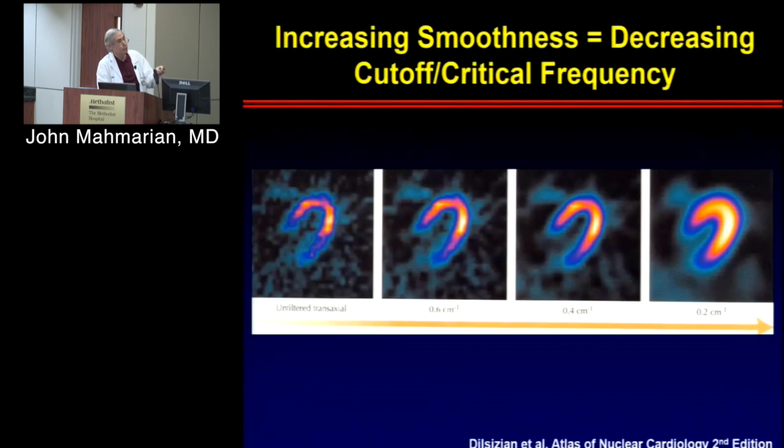This is unfiltered, filtered back projection. This is just filtered back projection of an image. And this is applying different filter frequencies where you have some of the high frequencies taken out, more of the high frequencies taken out, and now most of the high frequencies taken out. And you can see how smoother this gets, right? But you can smooth away a perfusion defect if you overfilter, okay?